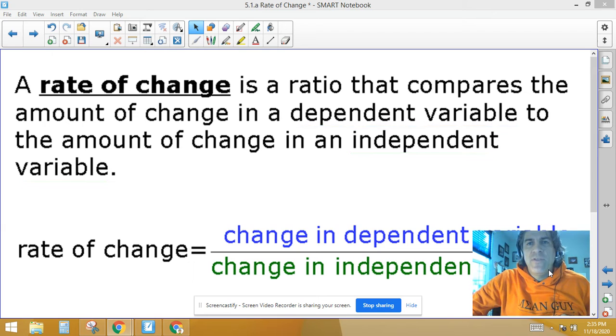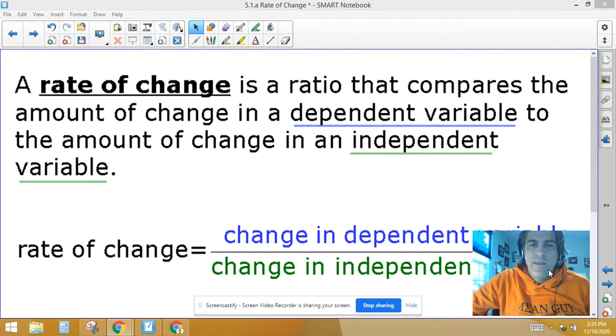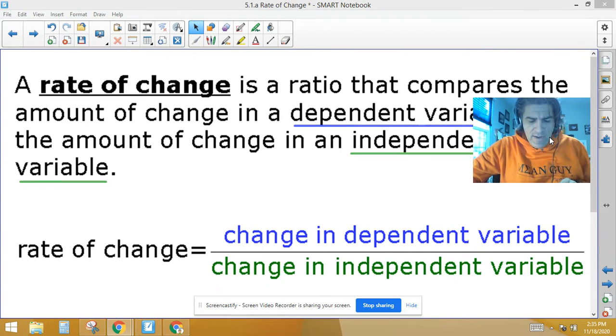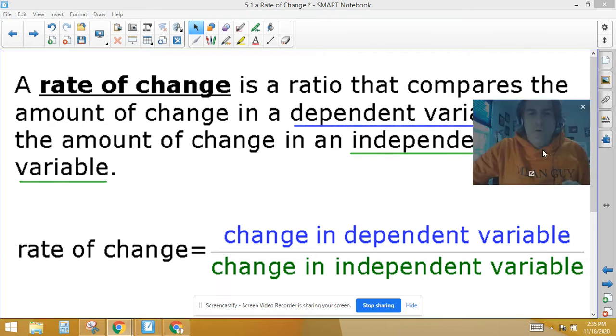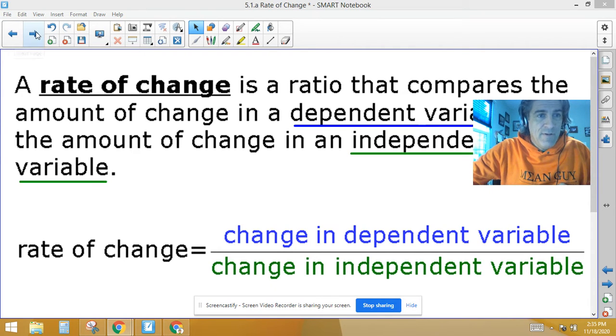All right. So when we discussed dependent and independent variables previously, it's going to be really important that you can identify which one is independent and which one is dependent. So below here, we have the change in dependent over the change in independent. We make it into a fraction. Sometimes it can be simplified. You always want to try to simplify it if you can.